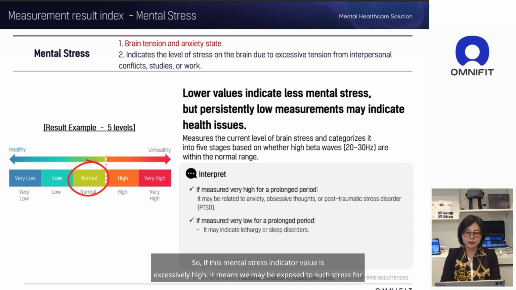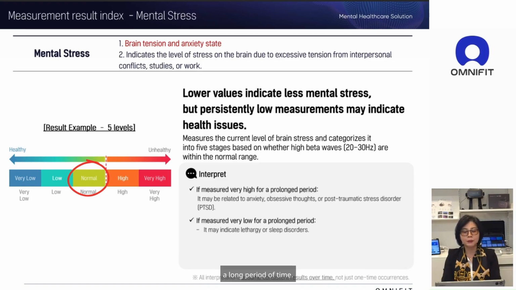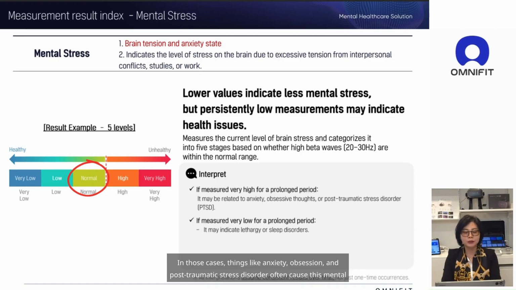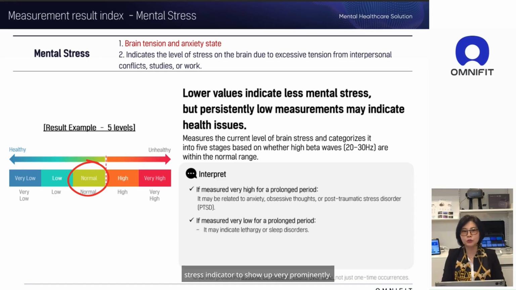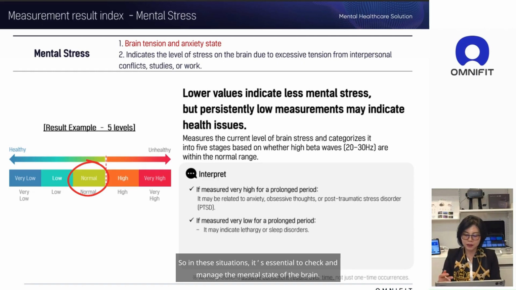So, if this mental stress indicator value is excessively high, it means we may be exposed to such stress for a long period of time. In those cases, things like anxiety, obsession, and post-traumatic stress disorder often cause this mental stress indicator to show up very prominently. So in these situations, it's essential to check and manage the mental state of the brain.